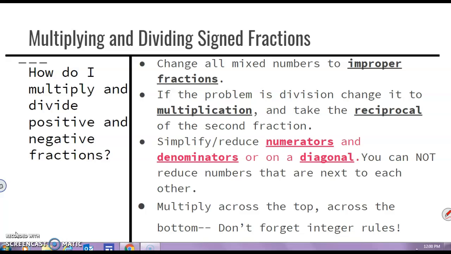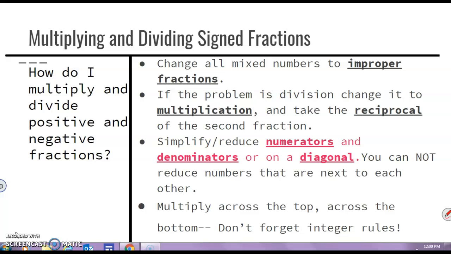The first step in multiplying and dividing signed fractions is to change all mixed numbers into improper fractions. It makes it much easier to work with negative numbers if they are improper. If the problem is division, change it to multiplication and take the reciprocal of the second fraction. Remember, dividing fractions means you are multiplying by the reciprocal. The reciprocal is when we take that second fraction and we flip it upside down.